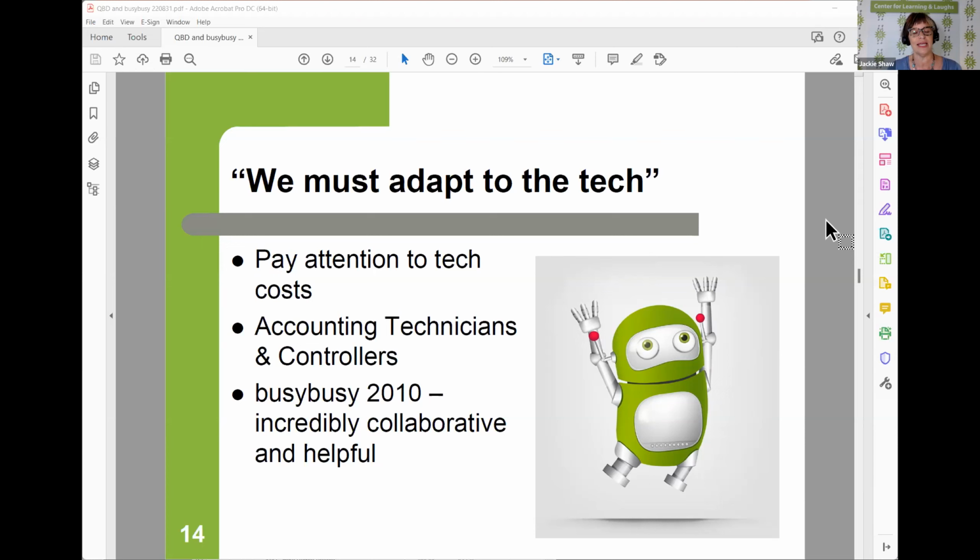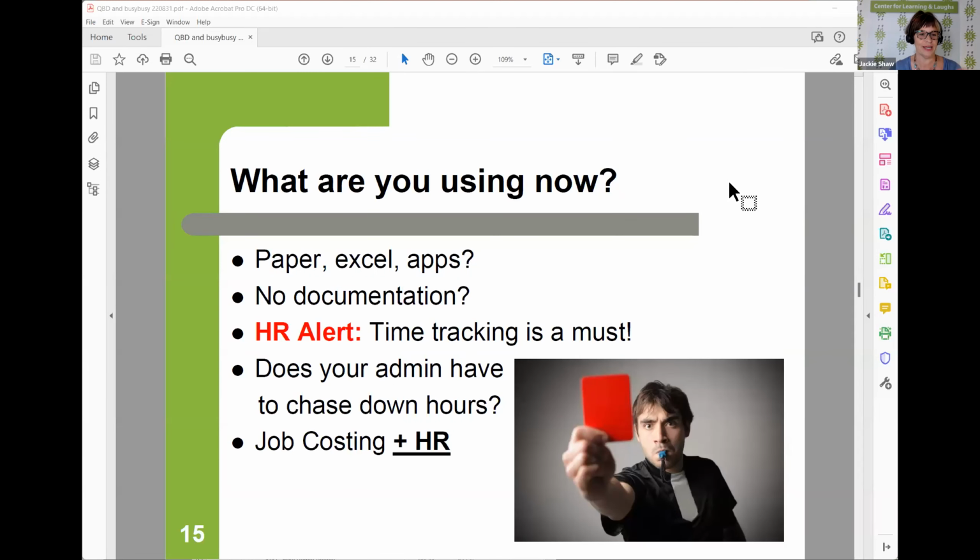The other thing I want to say is the industry is moving much more toward you need more than a bookkeeper. You need someone who's technically savvy, almost accounting technicians. And the idea of controllers is going to become more and more important. If you allow artificial intelligence to do some pieces of your bookkeeping, a human still has to check it and make sure it's accurate. What are you using now, right? Paper, Excel, apps, no documentation. Big red flag on the play here.